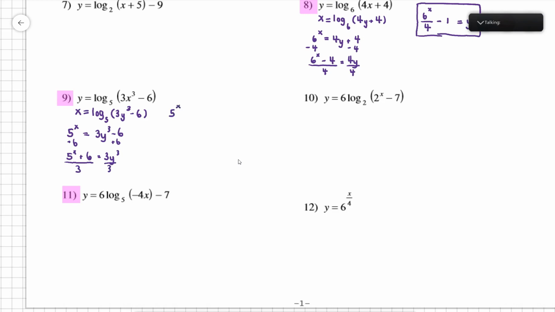5 to the power of x over 3 plus 2 is equal to y cubed. And then we can take all of that to the 1/3 power. 5 to the power of x plus 3 over 3 plus 2, to the 1/3, is equal to y.